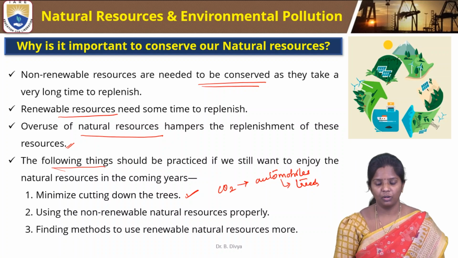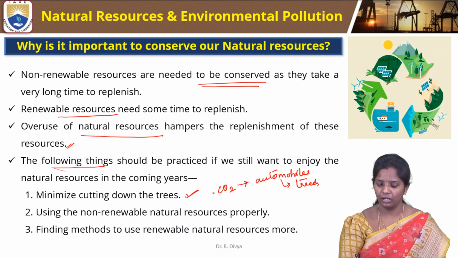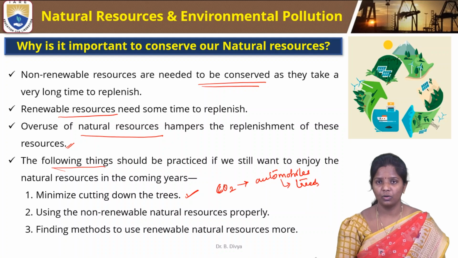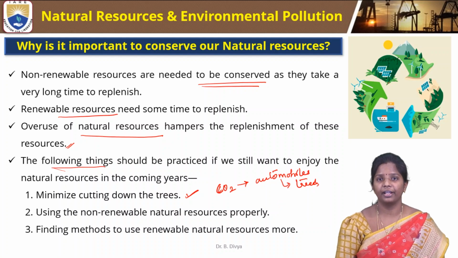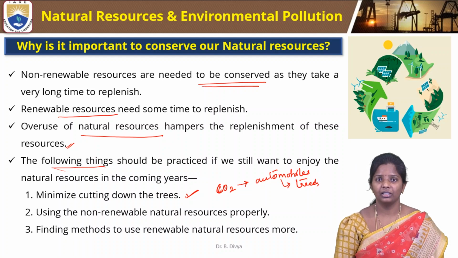But if we cut down the trees, what happens? This carbon dioxide or the greenhouse gases will go to the atmosphere and deplete the ozone layer. When it is depleting the ozone layer, the temperature of the earth will increase and the rainfall will reduce and ultimately cause droughts. So that will cause problems and we will lose the water facility, and also the temperature will be very high on the earth. That makes it very hard for our survival.